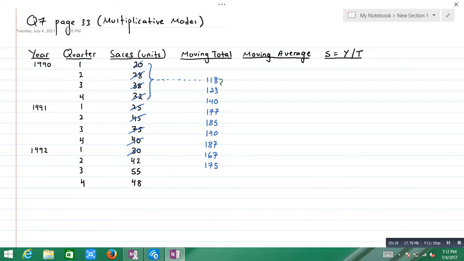Sales will be your Y. Okay. So we're going to do the part B working. So just working, then we do the table, remember? Okay.